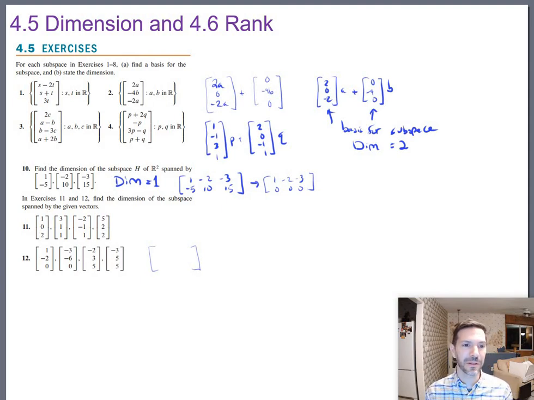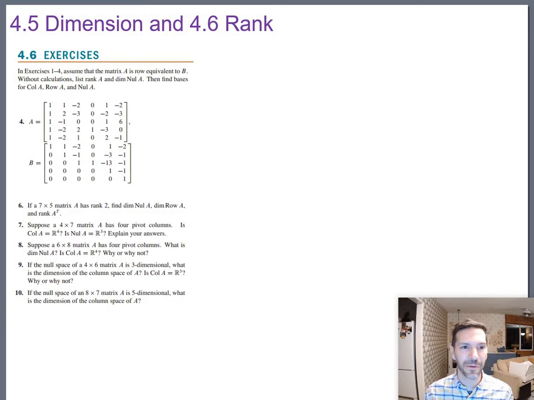Okay, so I just wanted to make you aware of some of the types of things they're going to throw at you in 4.5. Let's go ahead and look at some of the 4.6 questions as well, where we're talking about rank. So one of the things they'll do is similar to the example I had in the last video, where they give you a big old matrix, but they give you the reduced version as well, or at least a row equivalent version. It's not fully RREF, it's just REF. But really that's all we need, because we can see the pivots from that.